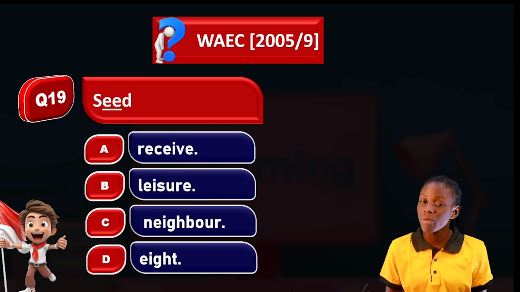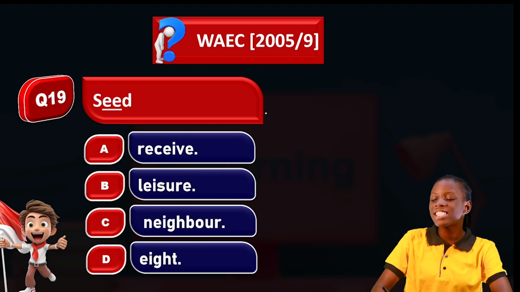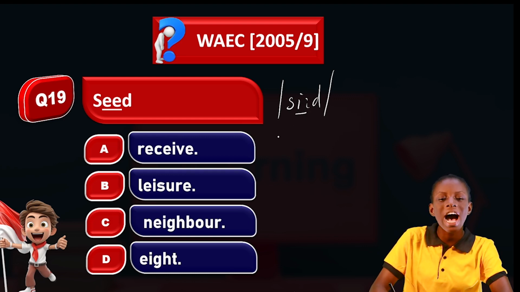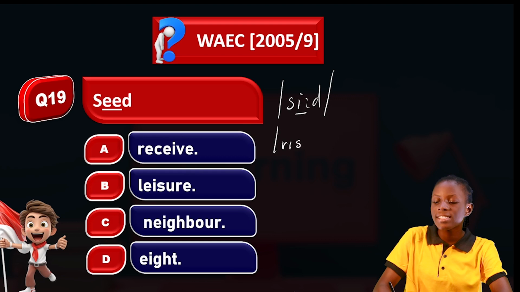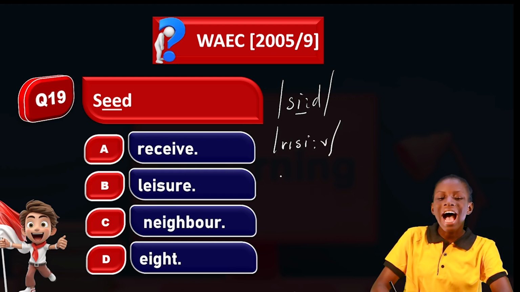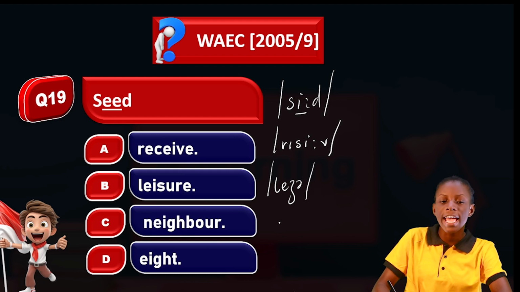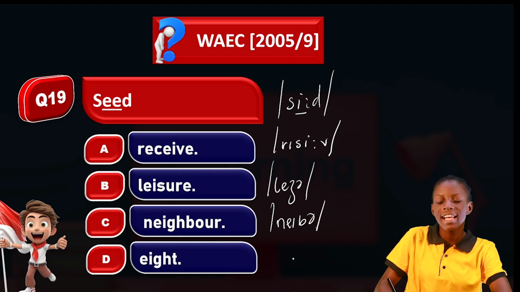Let's transcribe together. We never can tell. Seed has the E sound. Option A is receive, which has the E sound. How about option B, leisure? Option C is neighbor, which has an A sound. And option D is aid, which has the A sound.